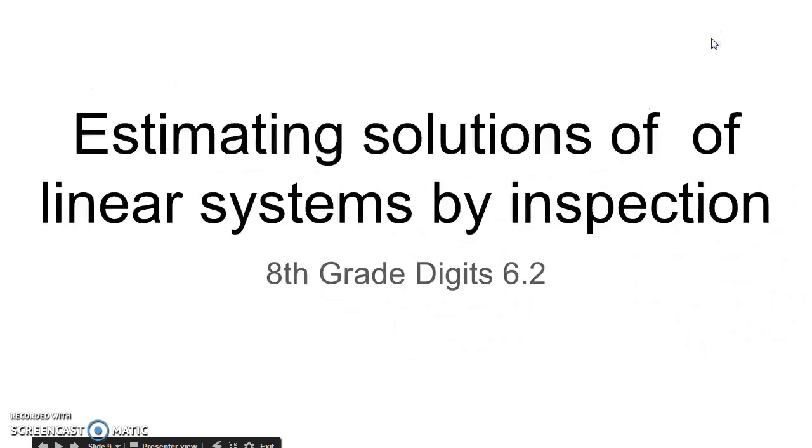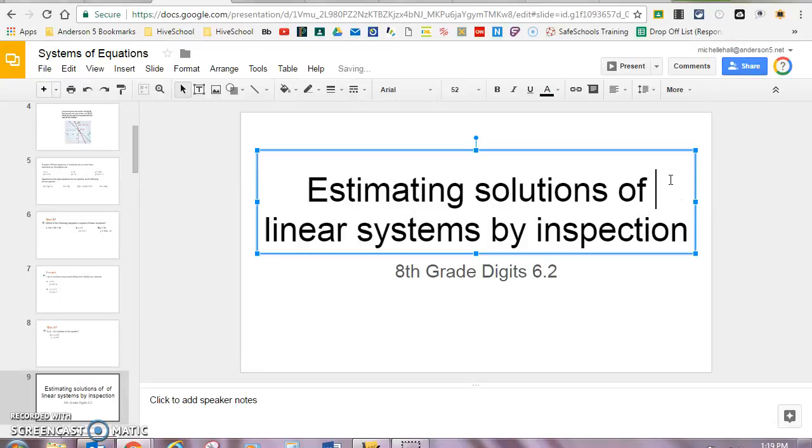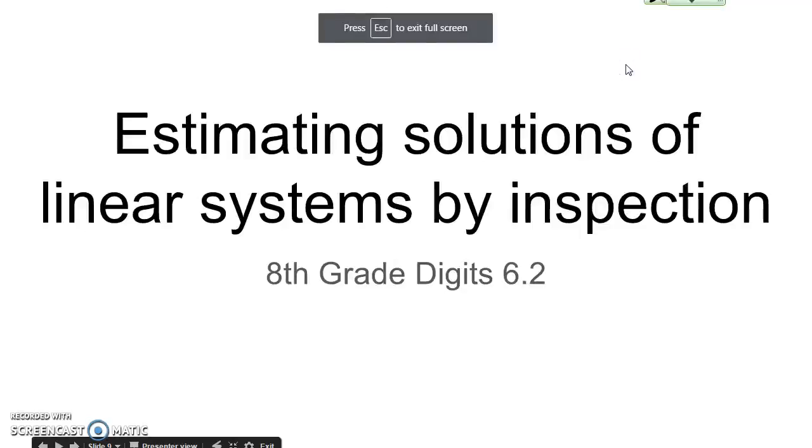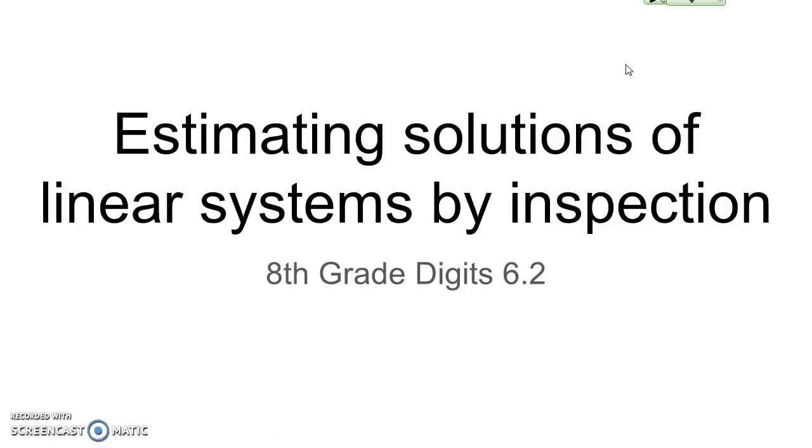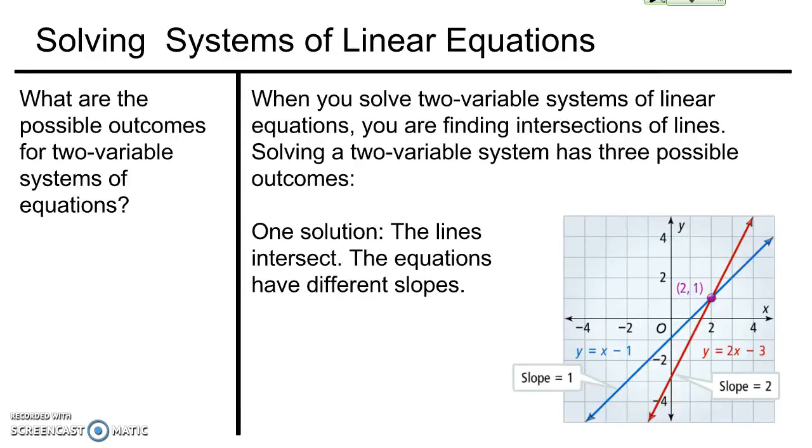Okay, the next thing we need to talk about is estimating solutions of linear systems by inspection. Now we've already done this. We didn't call it inspection before. You don't need to set up a separate page of notes. This is just going right underneath the notes we just took. So there are 3 different possible outcomes for 2 variable systems of equations. You need to copy this down.